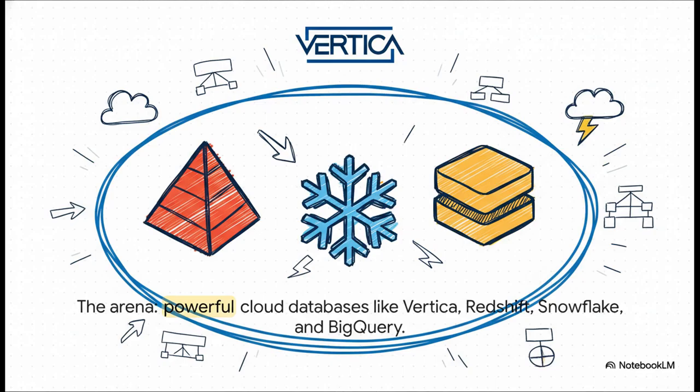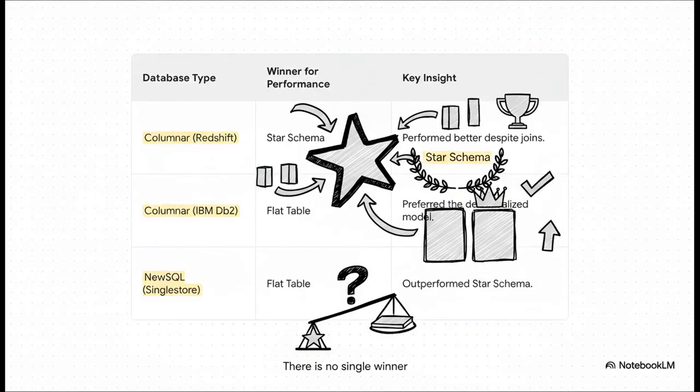I'm talking about systems like Amazon Redshift, Snowflake, Google BigQuery, and Vertica. These are the platforms where theory meets reality. And performance? Well, performance is everything. So researchers decided to put them to the test. And the results? Well, they're probably not what you're expecting.